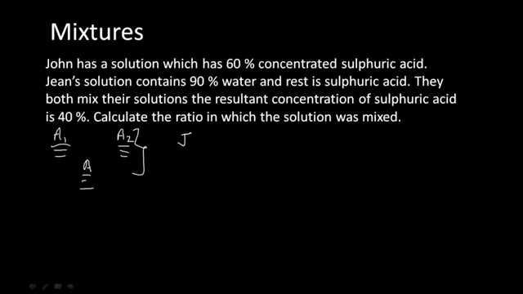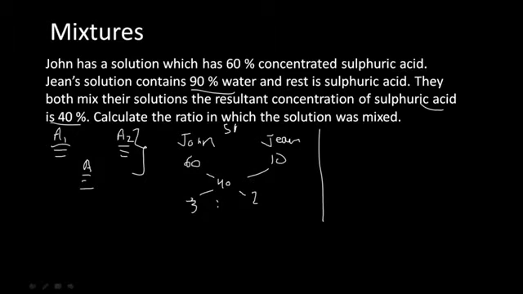So in John's solution, what is the concentration of acid? 60%. In Jean's solution, what is the acid's concentration? 90% is water. That means 10% is sulfuric acid. Now when they mix, the overall resultant solution comes down to 40%. So this minus this would be 30, and this minus this would be 20. That is 3:2. Isn't it cool? Alright, this is in terms of sulfuric acid. You can very well do the question in terms of water as well.